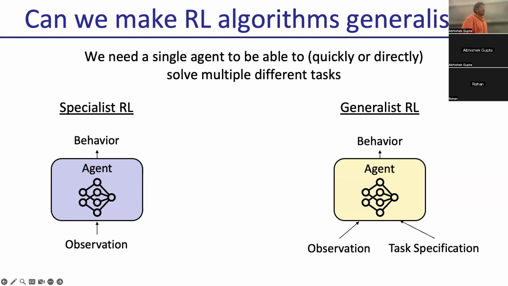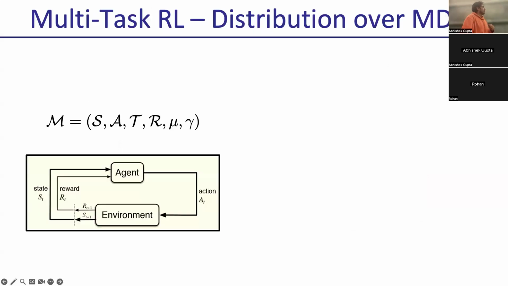And so they're related, but not quite the same. So in multitask RL, the framework we're going to think about is the following. Normally you have an MDP: a state space, an action space, transition dynamics, reward, an initial state distribution mu, and a discount factor gamma. That's the typical definition of an MDP. We talked about a bunch of things to maximize the reward in this setting.